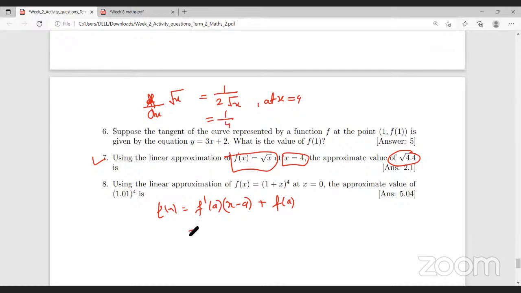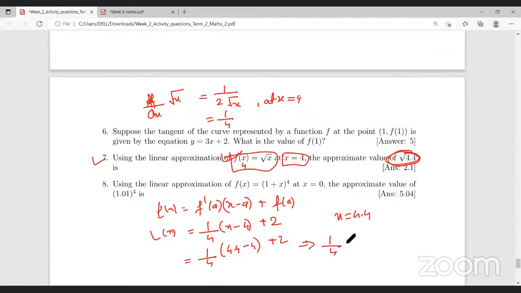So it will be 1 by 4 (x minus 4) plus, what is f of a here? Just put x equals to 4 here. It is 2, right? So this is my linear approximation for this particular function. Now we have to find the approximate value of root 4.4. Just put x equals to 4.4 here. So 1 by 4 (4.4 minus 4) plus 2, it will be 1 by 4 (0.4) plus 2. So it will be 0.1 plus 2, which is 2.1, right?